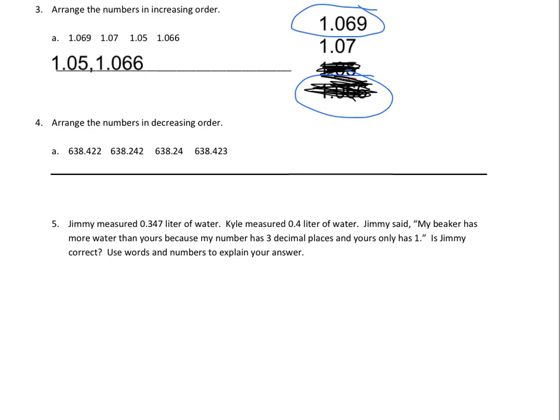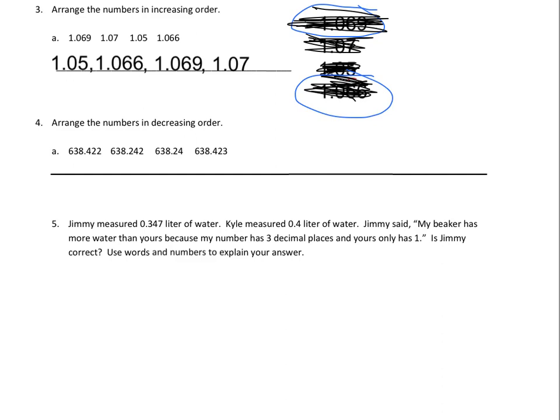Going back into the hundredths place, we have a 6 and a 7 remaining. We know that 6 is less than 7, so 1 and 69 thousandths is the next number that we will have on the line. That leaves us with 1 and 7 hundredths, which would be our largest number. We have now arranged the numbers in increasing order.